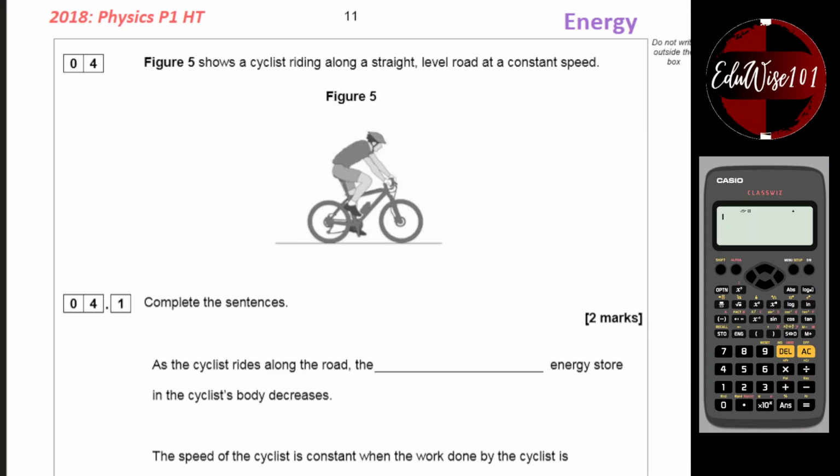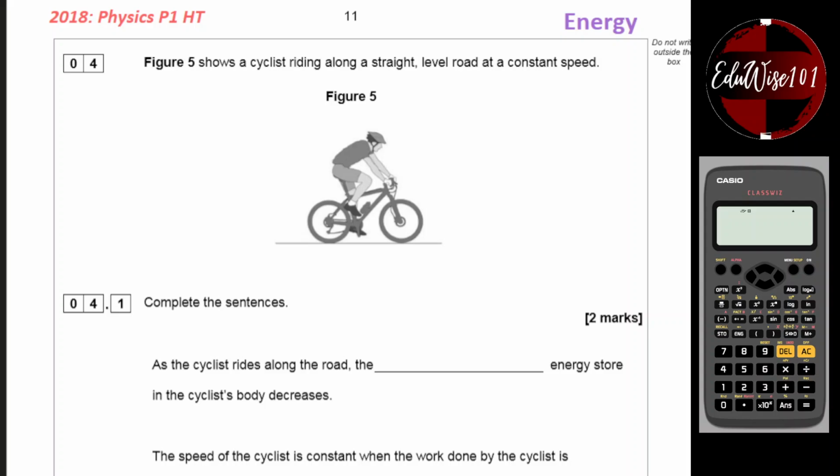In this video, I'm going to go through the 2018 Physics Higher Tier Paper 1, question number 4, which is on the energy topic. This is for the separate science physics group for AQA Physics. Question number 4, figure 5 shows a cyclist riding along a straight level road at a constant speed.